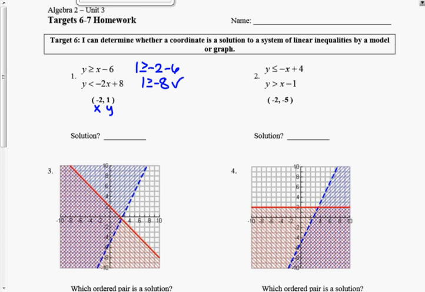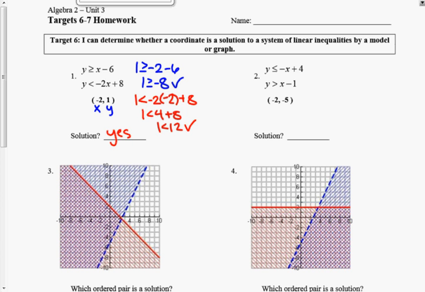If it works in the first inequality, remember you have to check the second inequality. So we'd have 1 is less than -2 times -2 plus 8. -2 times -2 is a +4. +4 plus 8 is 12, and 1 is less than 12. So the point -2, 1 is a solution.